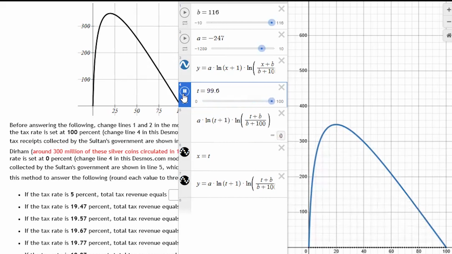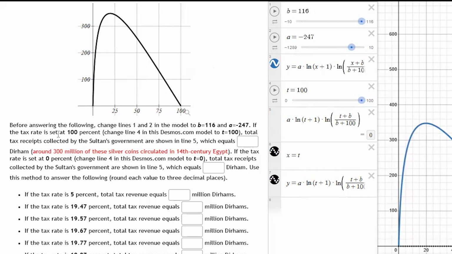So it shows you what changing tax rates does to tax revenue. We'll go ahead and set it to 100 like we're instructed to in the lesson. That puts us at this point right here. If the tax rate is set at 100%, total tax receipts collected by the Sultan's government are shown in line 5 right here. So 0.